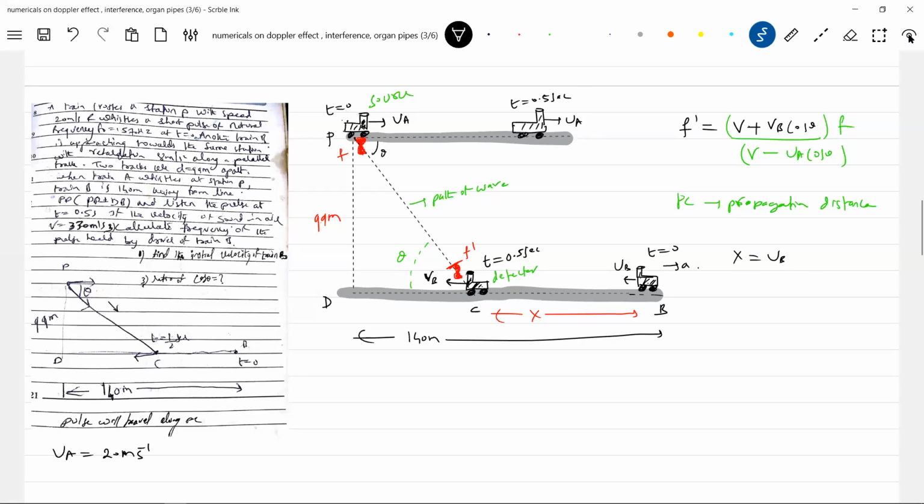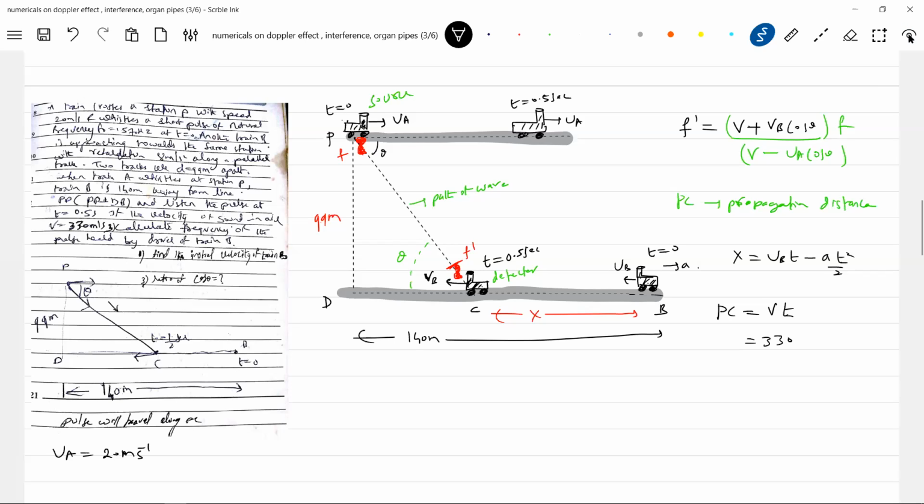X should be equal to UB times the time taken, 0.5 or T, so let me write UB T minus A T square by 2. That's the distance moved by train B. In that interval of time, this particular wave will cover a distance PC. So what is that distance PC? I should write here: speed of the wave into this time. Do we know the speed of the wave? 330.